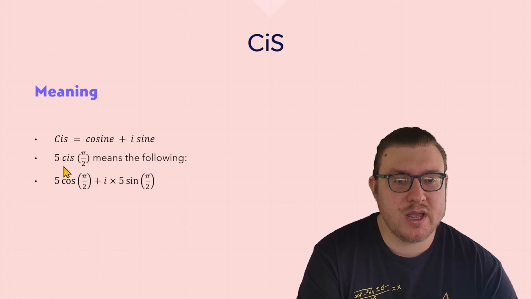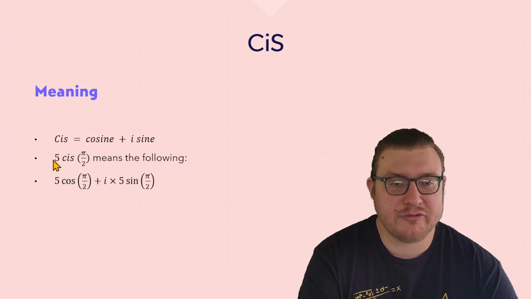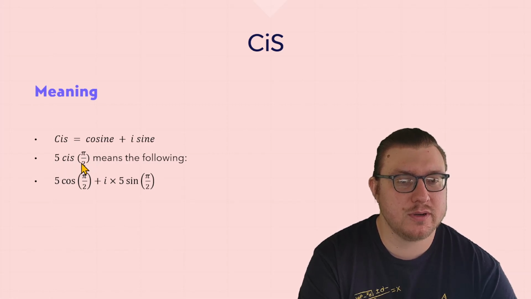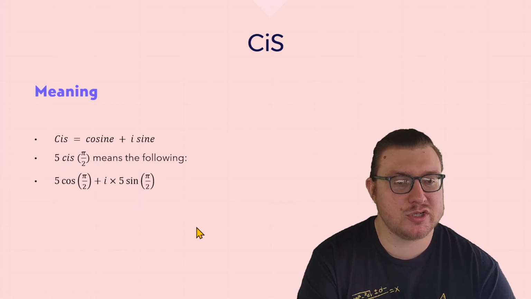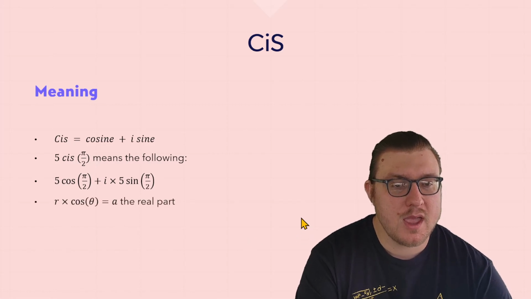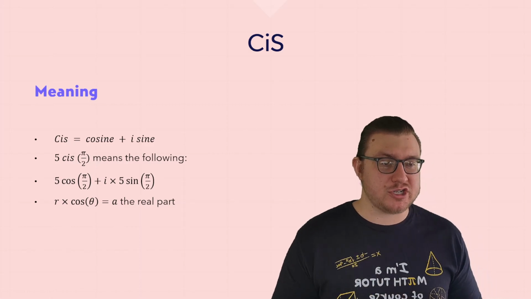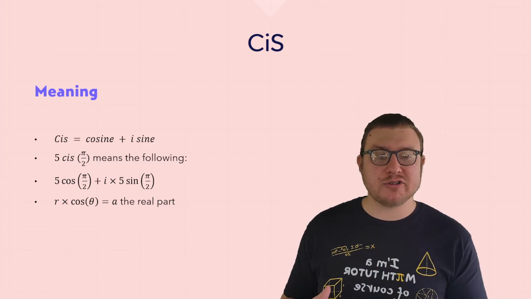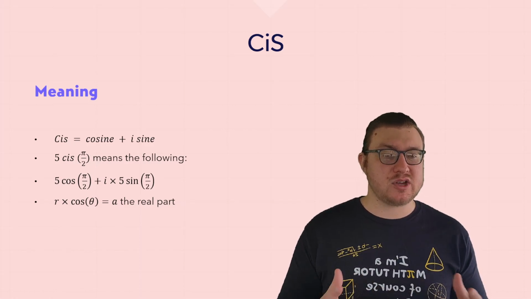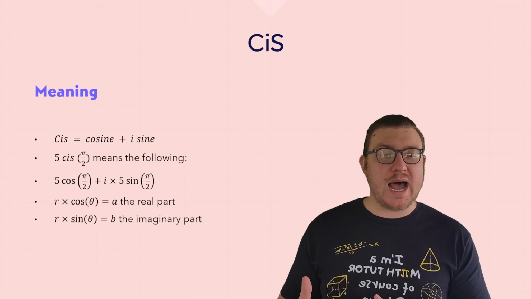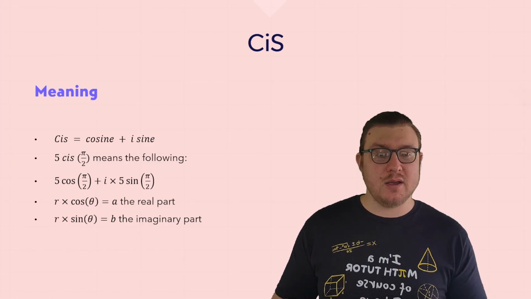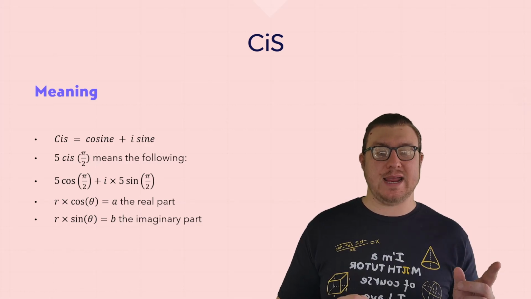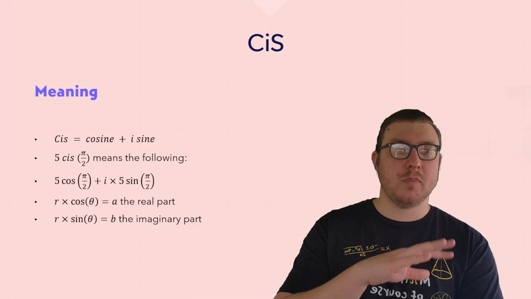So we need to remember the c stands for cosine, so we have 5 cosine pi over 2. And then we have i, the imaginary number. And then we have s, sine. But we still need 5 sine pi over 2. Now, r is going to be our distance, so that is 5 in this case. We get r times cosine theta is going to be a, our real part, while r times sine theta is the imaginary part. And remember, here is no i because the imaginary part does not have the i in it. It's a real number that is multiplied by i.